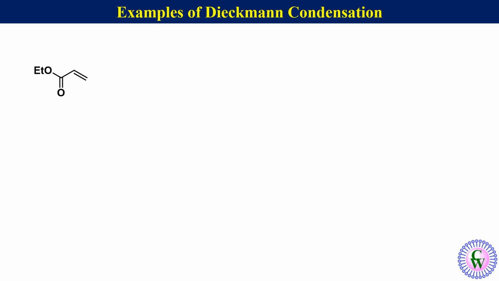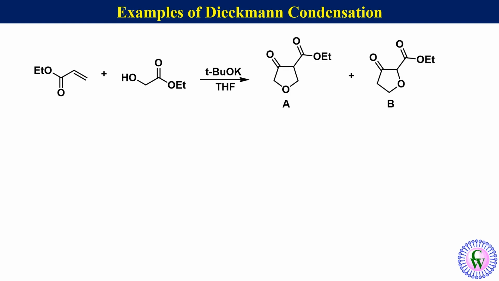For example, when ethyl acrylate is allowed to react with ethyl glycolate in the presence of potassium tertiary butoxide as a base in THF as a solvent, it produces heterocyclic beta-keto ester A and B.